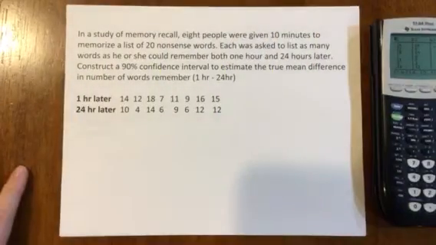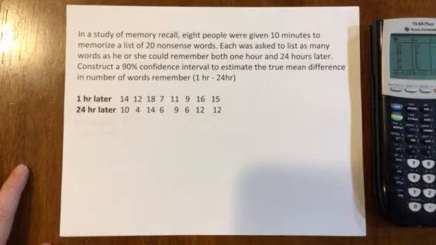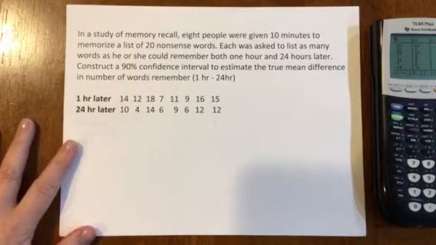So in this problem, we said in a study of memory recall, 8 people were given 10 minutes to memorize a list of 20 nonsense words. Each was asked to list as many words as he or she could remember, both 1 hour and 24 hours later. Construct a 90% interval to estimate the true mean difference in words you can remember, 1 hour minus 24 hours. Okay, so let's look at why this would be a matched pair.